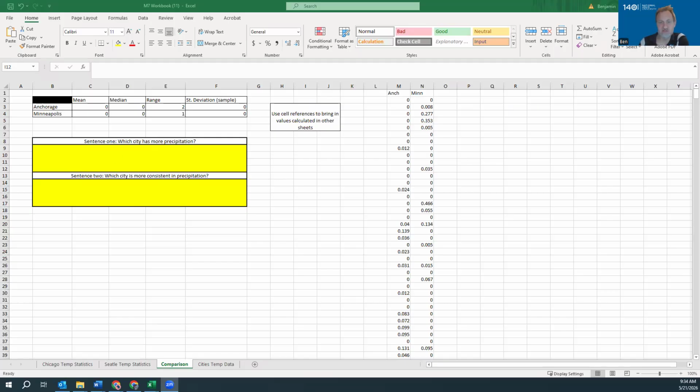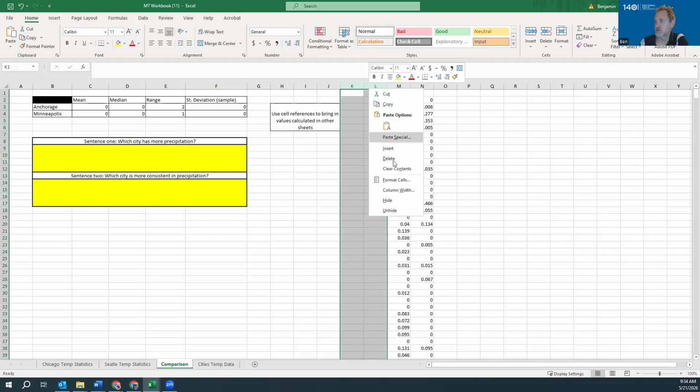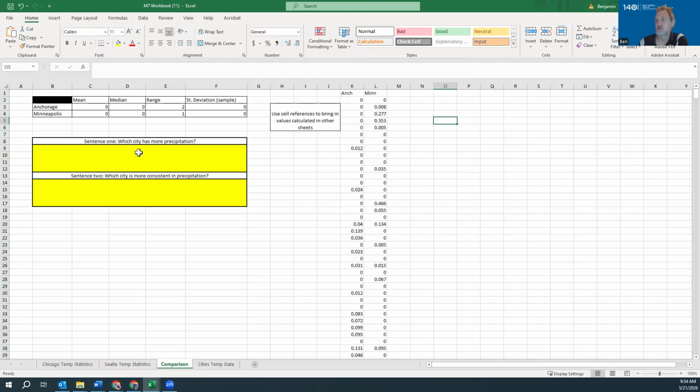Okay, I've got myself set up over here, and I'm doing precipitation because I don't want to spoil your fun for the temperature work. And I've got my data here. You don't need to do this part because your values are all going to be imported in from the previous sheet. So if you've done all that work, it should link all of your answers directly.